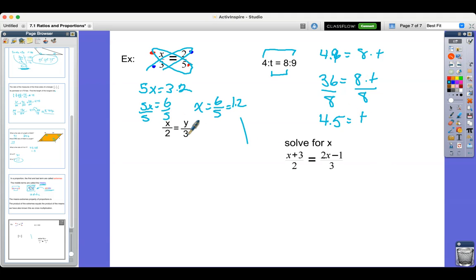All right, same thing over here. Extreme times mean. You tell me what this is. Okay, take a pause and do these last two. This one you're going to solve for x. This one you're just going to set it up. So pause, take a second.